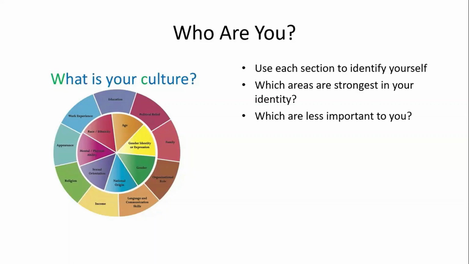Work experience, I love my work. My work is my life, right? Education is very important to me. My family is probably first and foremost in my world. Political belief ranks lowest across that top section. And just above political belief is appearance, because if you see me on the weekends, my hair's in a ponytail, I'm wearing jeans and a t-shirt, and I don't care. So again, just as an example, you can see that not everything is going to be at an equal, oh, this is important level. So what areas are strongest in your identity and what's less important to you? Okay. And that's for everybody.